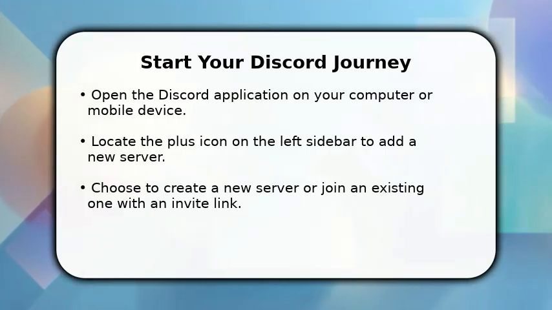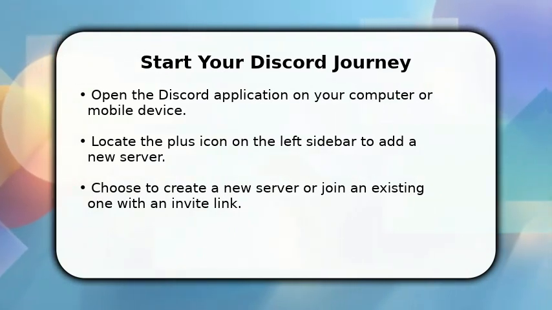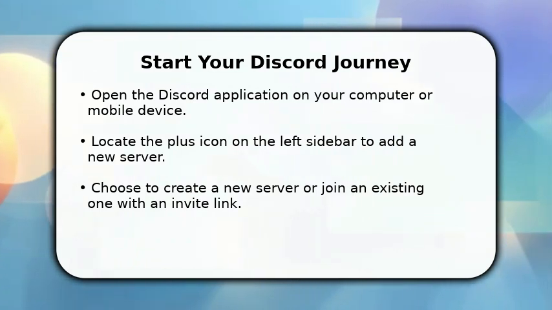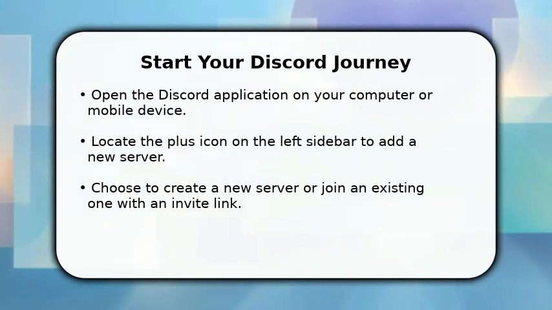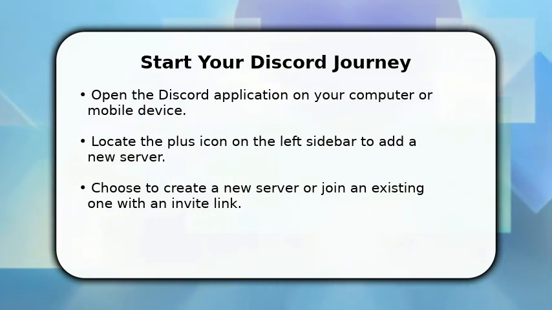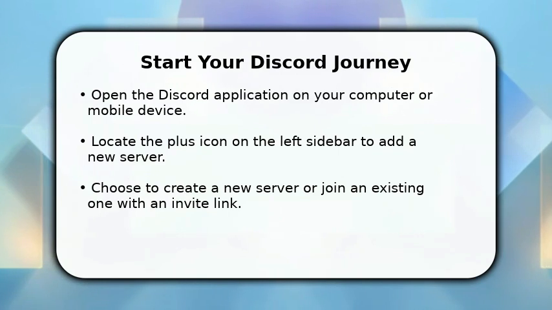In this video, I will explain how to connect a Discord server. First, open your Discord application on your desktop or mobile device. Look for the plus icon on the left-hand sidebar. This is where you'll start. You'll then have the option to either create a brand new server from scratch or join one that already exists using an invite link. It's a straightforward process to get started.